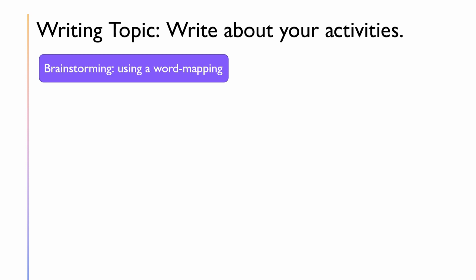However, this topic is too broad. It is not specific enough. You then have the freedom to decide what activities to write about. Let's use a tool to gather ideas. The tool is called brainstorming. And the kind of brainstorming that we are going to use is the word mapping.